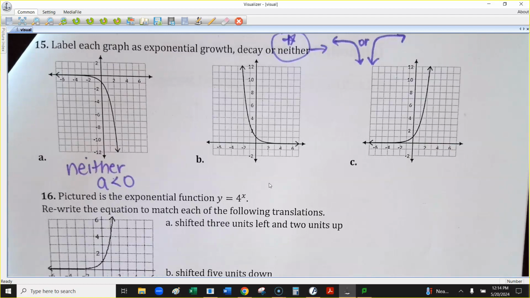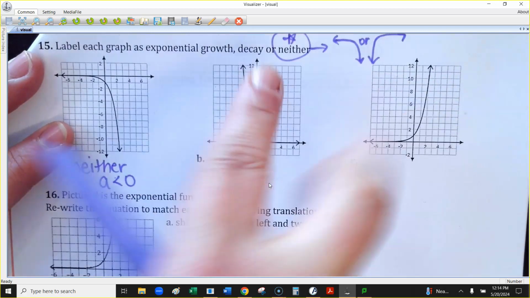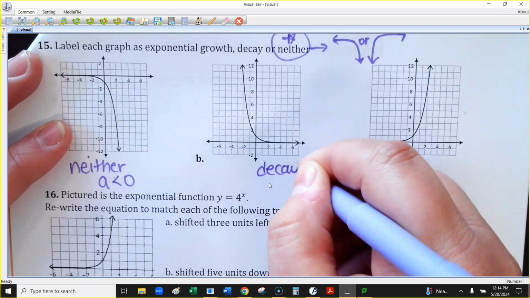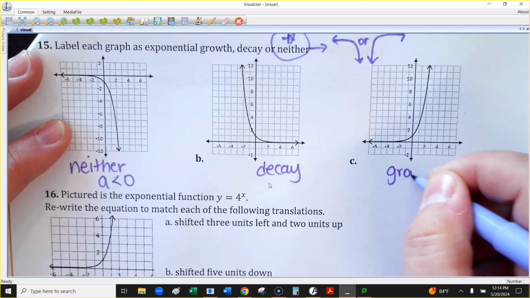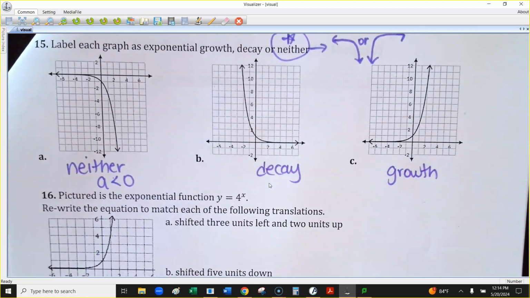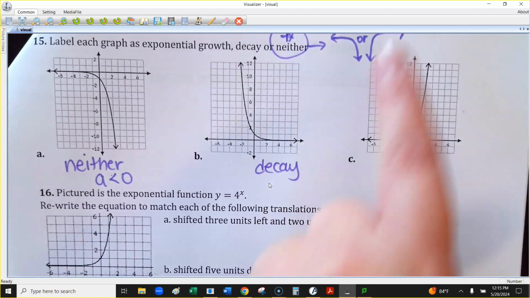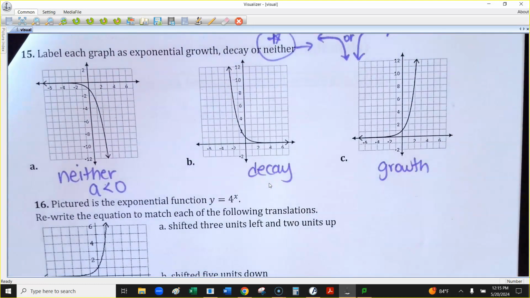Now, growth and decay, they have to point up. Both of these point up. If it starts big and gets small really quick, this is decay. If it starts small and gets big really quick, this is growth. So if it points up, it's one of those two. If it goes down from left to right, it's decay. If it goes up from left to right, it's growth. If it points down, it's automatically neither one. And it could look like this first picture, but it could flip over and look like that too, but that's a neither.